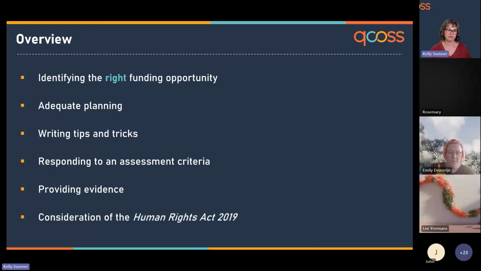And then right before we wrap up, we're going to have a little look at the Human Rights Act 2019, because for most of the grants that you get, particularly state government grants in Queensland, if you are successful in getting a grant, you will then be what's considered a functional entity under that Act. So just being familiar with the requirements there is really useful.